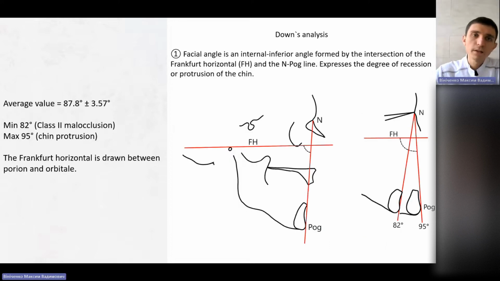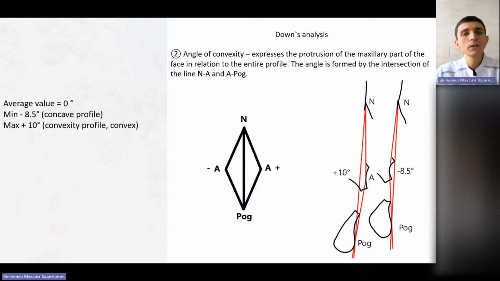For example, if in the facial angle we see a class 2 malocclusion, and if we make an angle of convexity and see the protrusion, so if all these factors confirm each other, only then can we say that this patient really has a skeletal class 2 pathology.